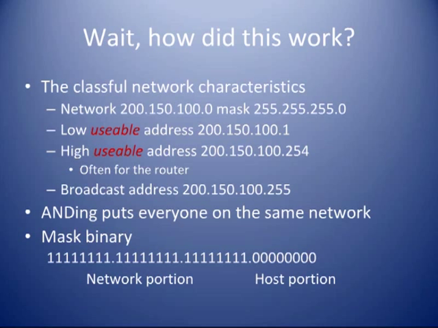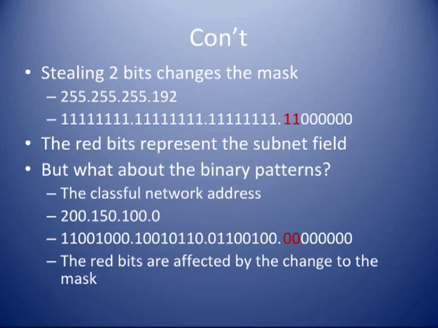But when we do our subnetting, remember that we stole those 2 bits, and there they are in the subnet mask, and that's how I got that 192. Now, I'm going to use this convention for the rest of the slides here. Wherever you see red, that's what I'm going to call the subnet field. Again, the bits that are affected by this change in the mask are those bits that you can see lower down on this particular slide. So we had our classful network of 100.0, and I steal those 2 bits out of the host portion. What we're going to do is take those same binary patterns and make these changes to this particular subnet field.